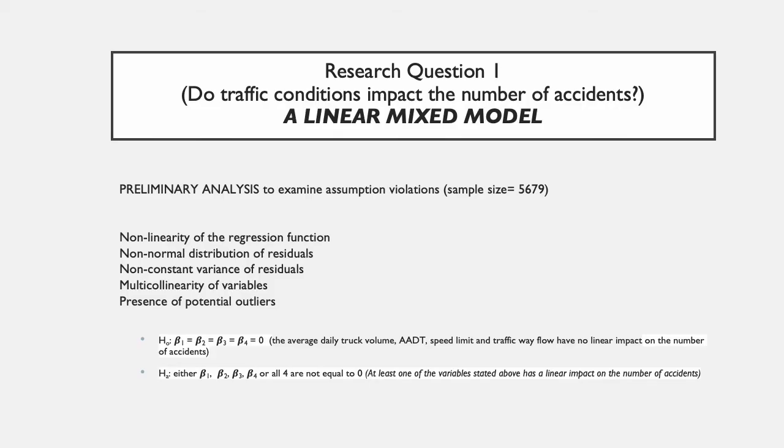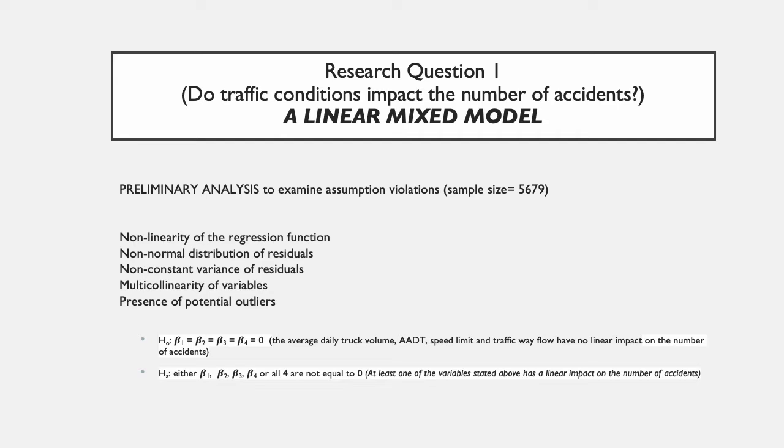For our research question 1, we make use of a linear mixed model to check for the impact of the following traffic conditions on the number of accidents. These include average daily truck volume, average annual daily traffic (AADT), speed limit, and traffic wave flow. We use a sample size of 5,679 after different data cleaning measures have been done.